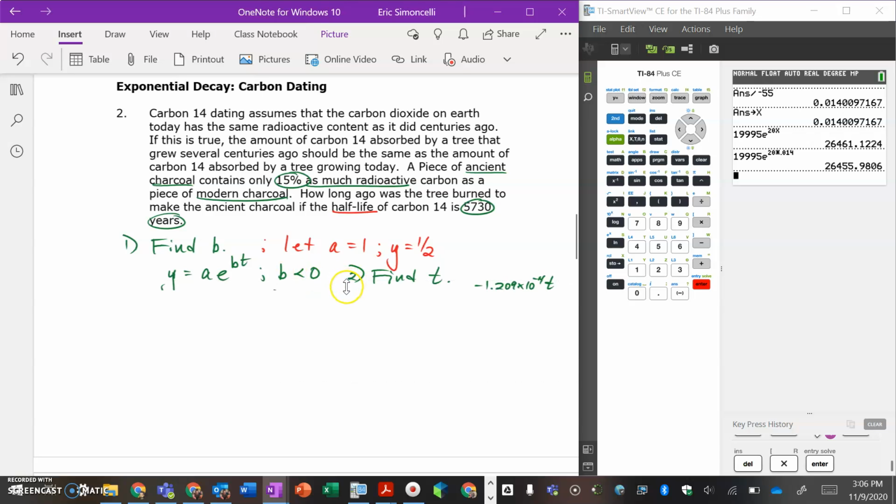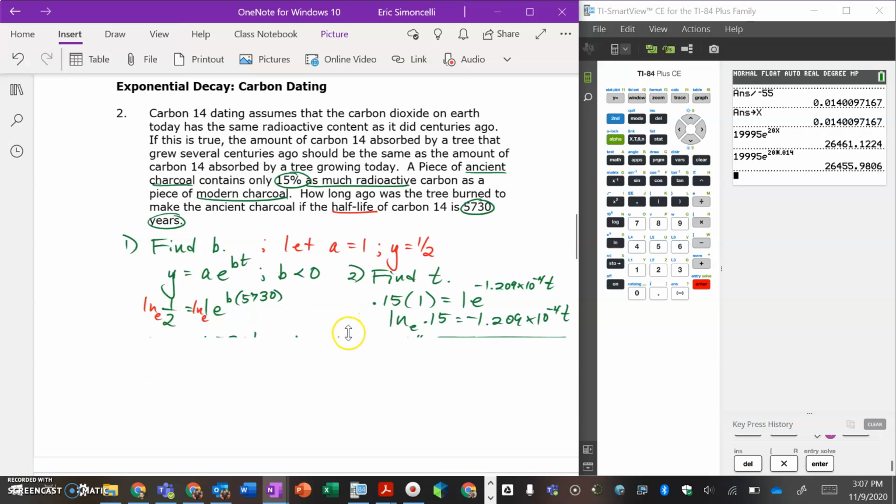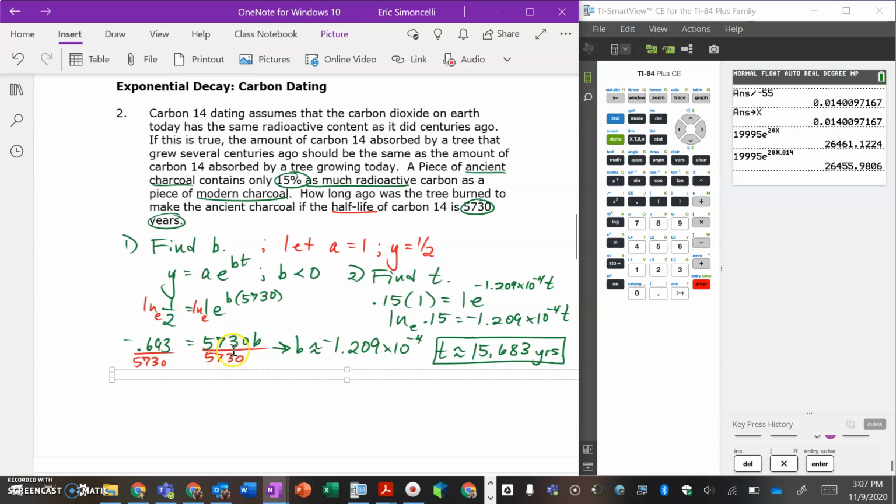Second step, find t. When we go through that process, I'm going to denote off to the left first. I apologize. Step 2 will be to find t. But again, as far as finding our b value, which you can see already taking shape, 1/2 equals 1e to the b times 5,730 power. Take the natural log of both sides, a little bit of a different methodology, and after dividing both sides by 5,730, you end up with b being this decimal.